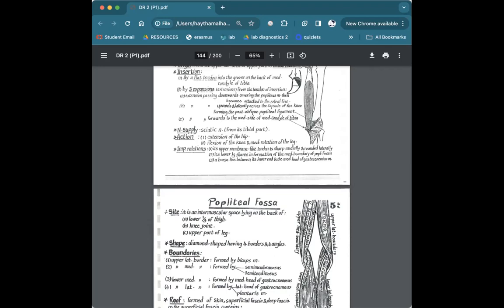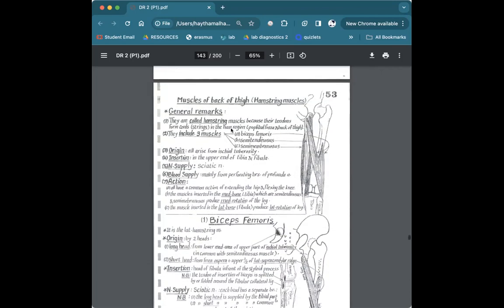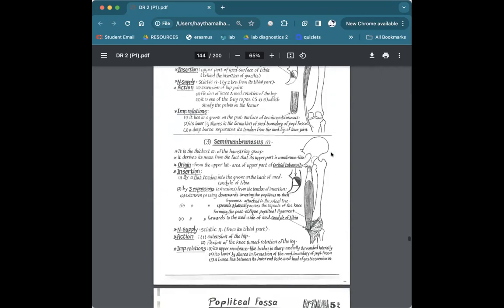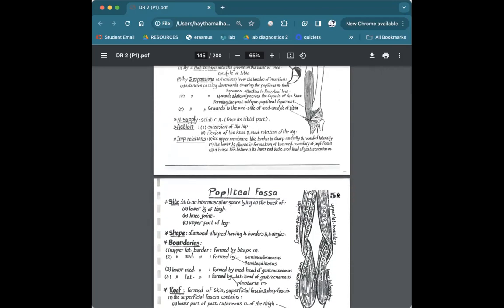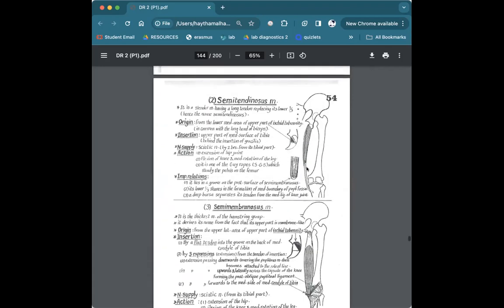So when you use it, do not dive into more than you are required. For example, if I'm studying the posterior muscles of the thigh, I have only 2 pages, page 53 and page 54. You don't have to go into page 55. If you want to, you can, but don't waste time. Study the points as they are.